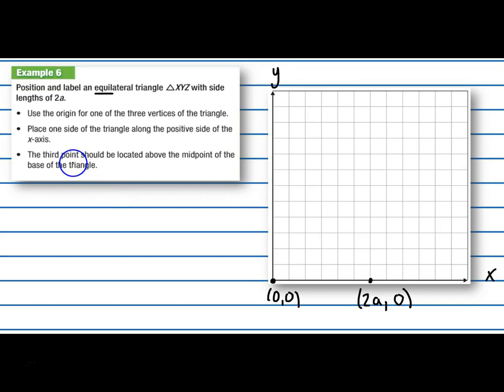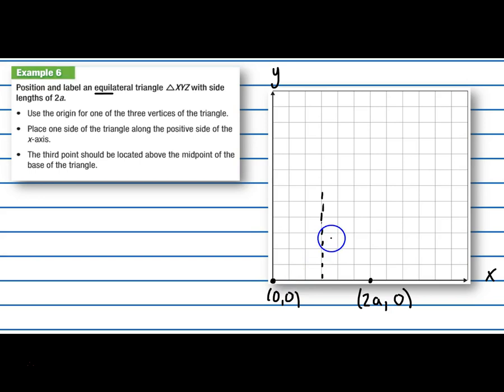Then we need to find our third point. And our third point should be located above the midpoint of the base of the triangle. Well, the reason why it's the midpoint is because we know this triangle is equilateral. So I know the way I distance it here, 1, 2, 3, 4, 5, 6. So I know 3 is that midpoint. And it doesn't tell us how high this triangle is going to be, so I'm just going to have a dashed line because I have no idea where it's going to be. It could be a really tall one, don't know. I just know it's equilateral.